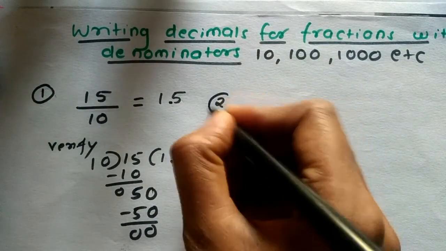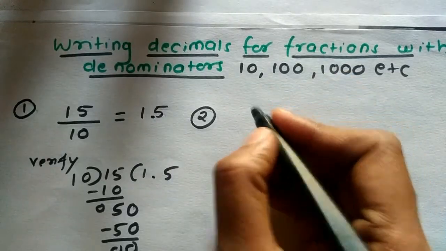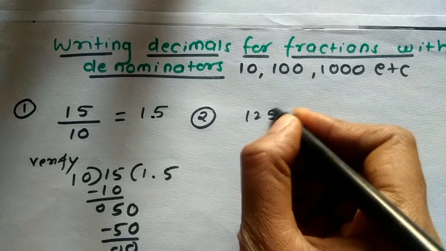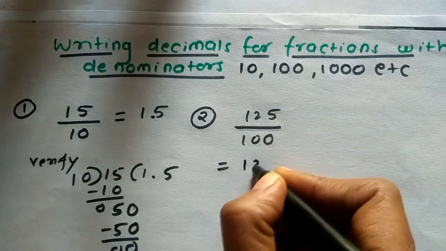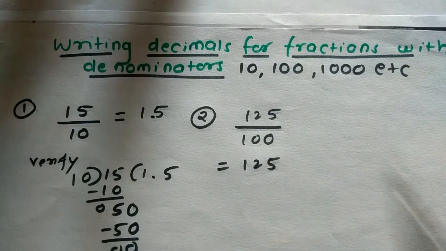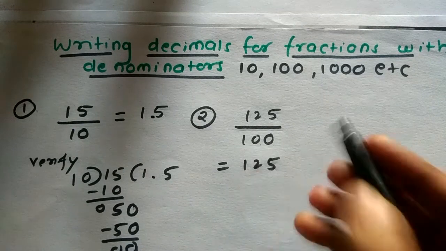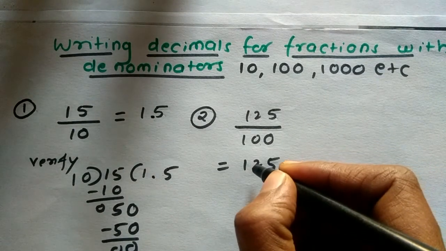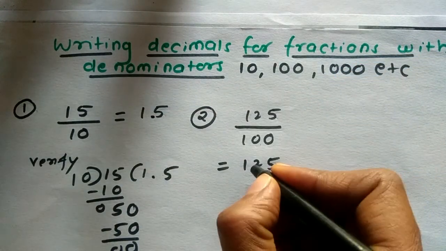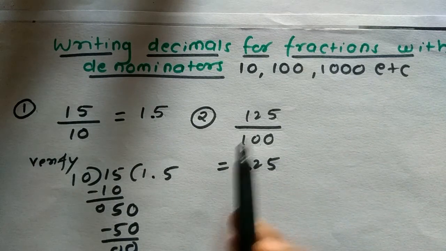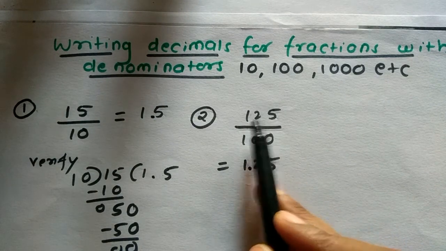Now let me take the second example. Let us take 125 divided by 100. Write this 125 as it is, the numerator, and see how many zeros are there over 1. 2 zeros. So after 2 digits put the point. From right to left you have to go. 1, 2. So this is the decimal form of 125 upon 100.